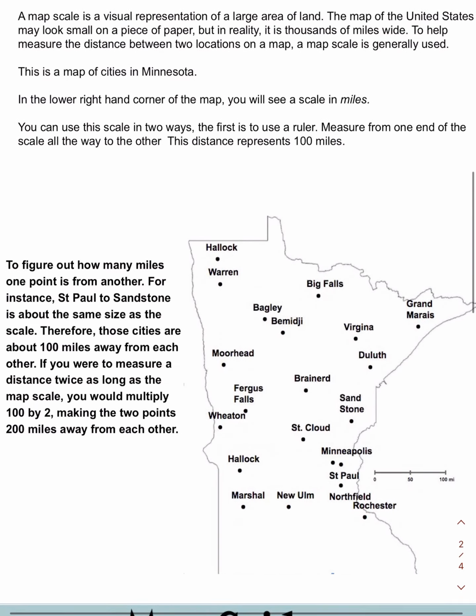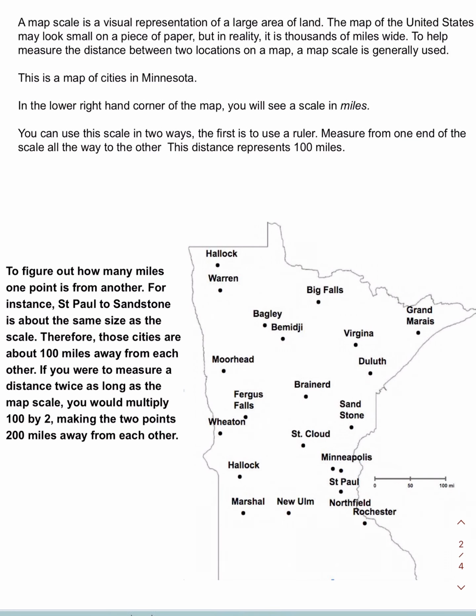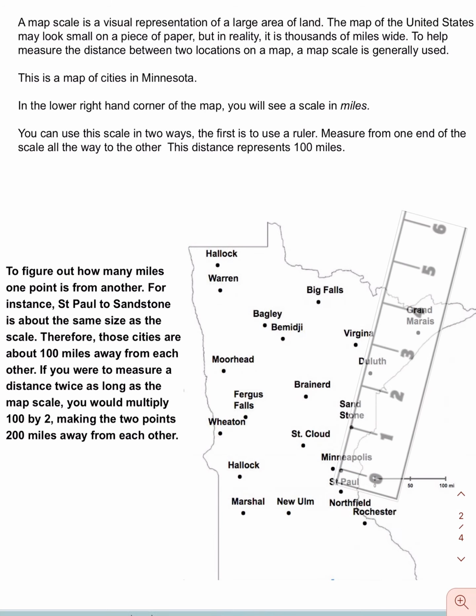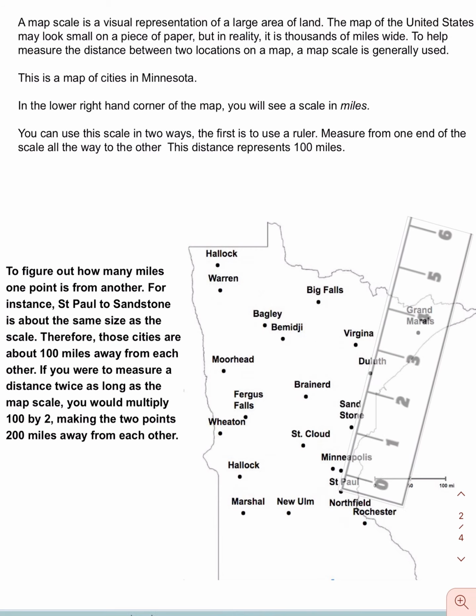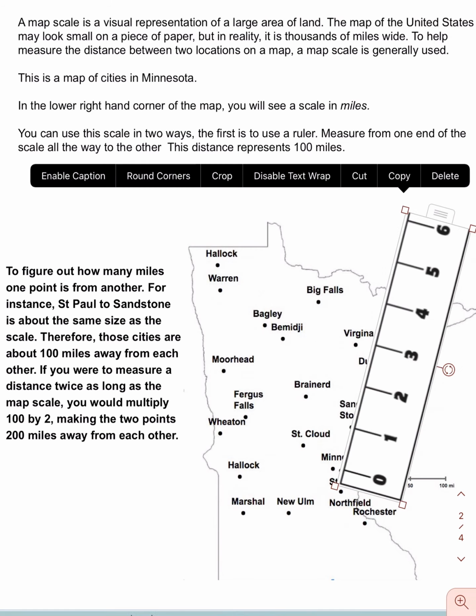To figure out how many miles one point is from another, for instance, St. Paul to Sandstone, it's about the same size as the scale itself. Therefore, those cities are about 100 miles away. Let's take a look at that. If I use the scale here and I line up 0 with St. Paul, you'll notice that 1 inch lands at Sandstone, and our scale there, 100 miles, is equal to 1 inch. That tells us that St. Paul is 100 miles from Sandstone.